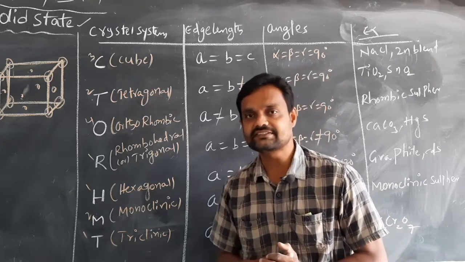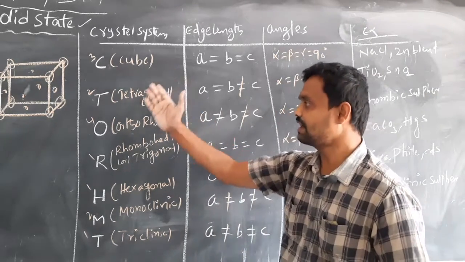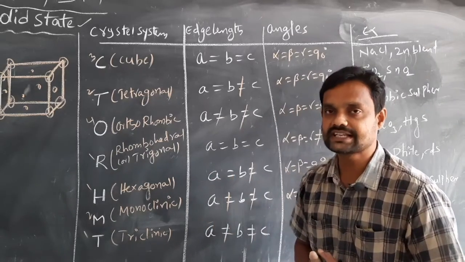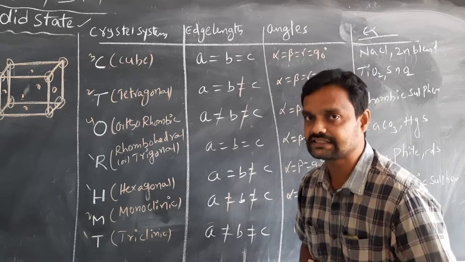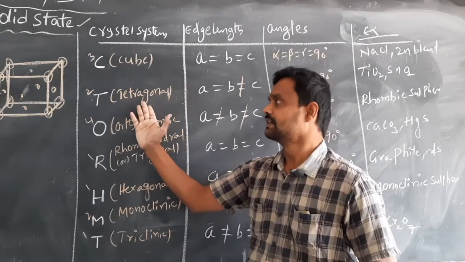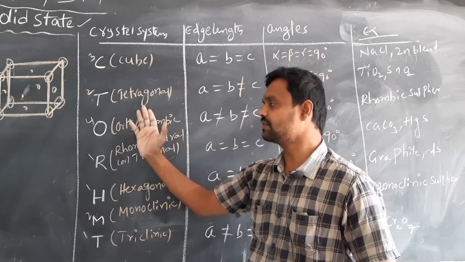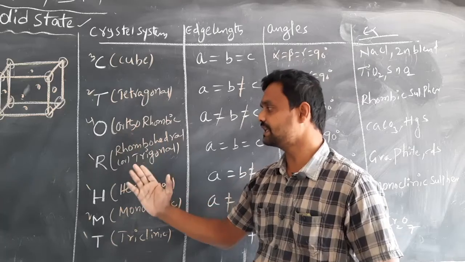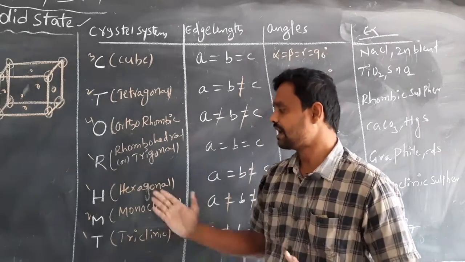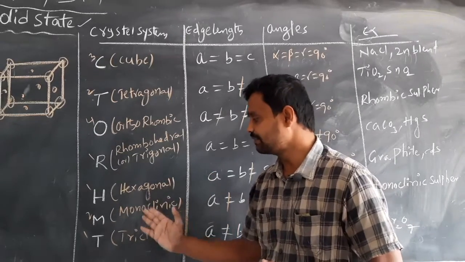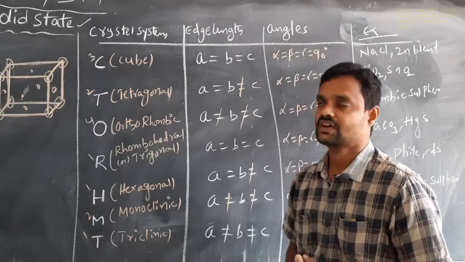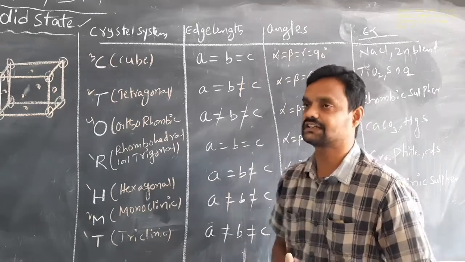These are the 7 crystal systems. 1, 2, 3, 4, 5, 6, 7. Total how many crystal systems exist? 7. One is the cube, then tetragonal, orthorhombic, rhombohedral, or another name, trigonal, and hexagonal, monoclinic, and triclinic. So these are the 7 crystal systems.